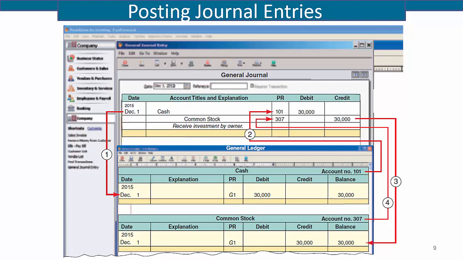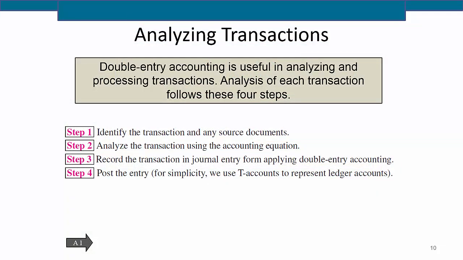Now let's begin using the double entry accounting system to put it all together. Let's see if we can analyze transactions and get them into proper form for double entry accounting. This will be helpful when you turn to your homework. Recall from Chapter 1 that we analyzed transactions using the accounting equation before recording them in a journal.